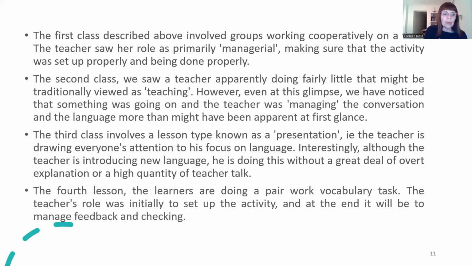And the fourth lesson that we have seen, the learners are doing pair work, vocabulary tasks. The teacher's role was initially to set up the activity, and at the end it will be to manage feedback and checking. So mostly these are the things we do in the modern classroom.